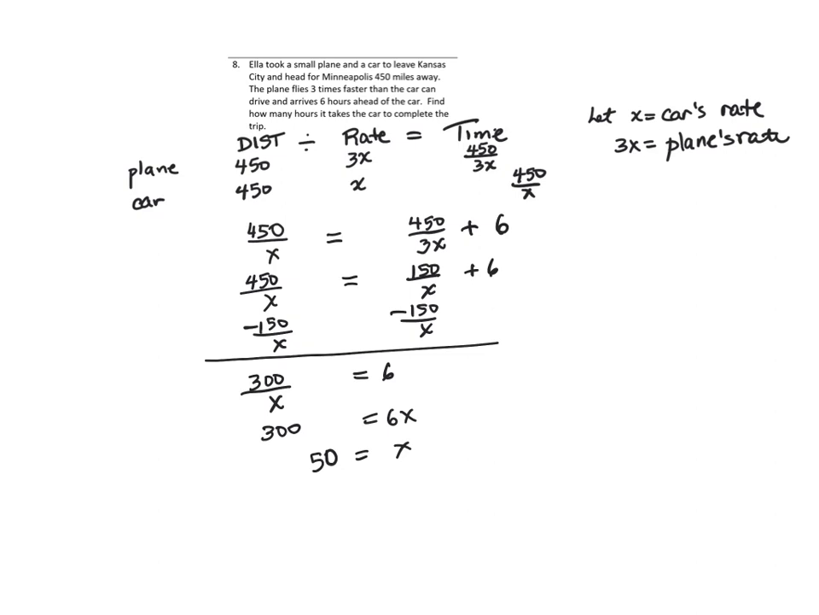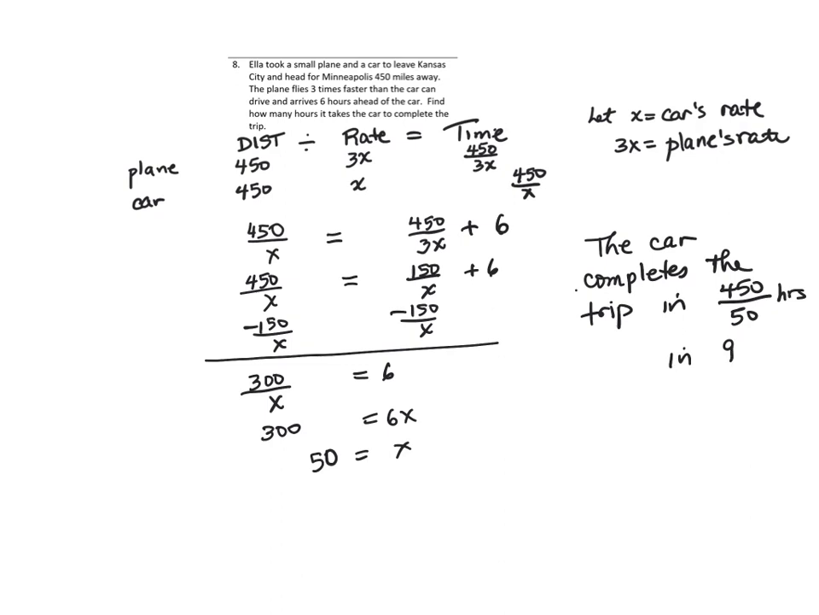But it says find how many hours it takes the car to complete the trip. So the car completes the trip in 450 divided by 50 hours, which means in 9 hours in this case. Whereas the plane would take 450 divided by 150 hours, and that would give you 3 hours. And that would answer that particular question.